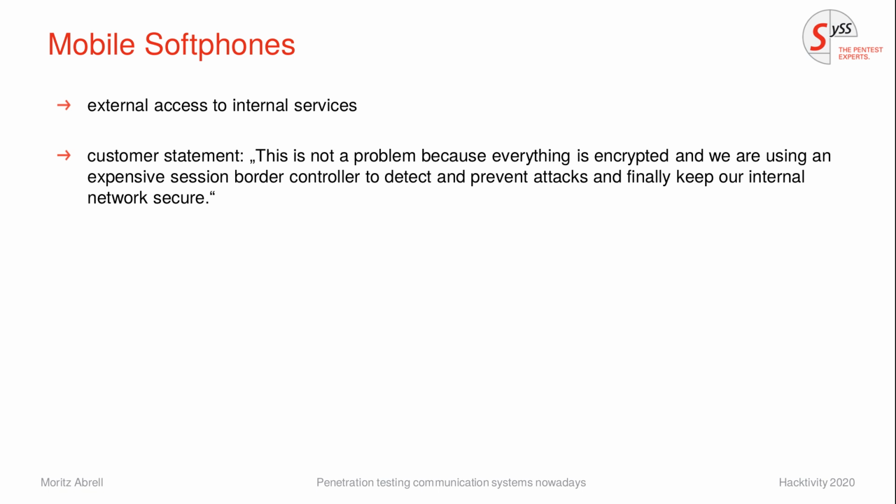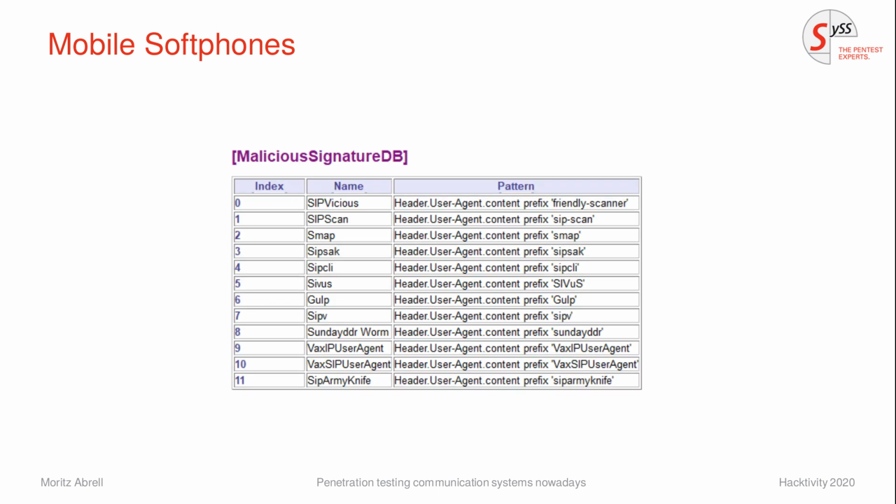For a better understanding of how the session border controller secures your internal network, I have a screenshot from a session border controller default configuration. Oh yeah, we have that very secure malicious signature database which protects our internal network from evil... what? User agents? Is this secure? Spoiler, it is not. This only protects you from low-level attackers like script kiddies firing up a Kali Linux SIP tool.